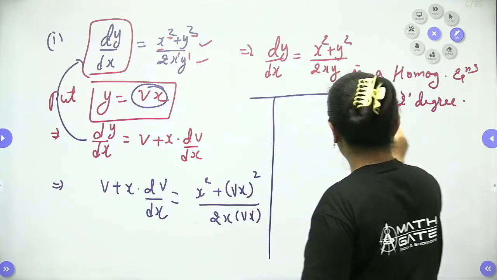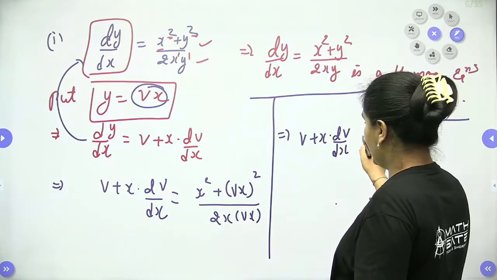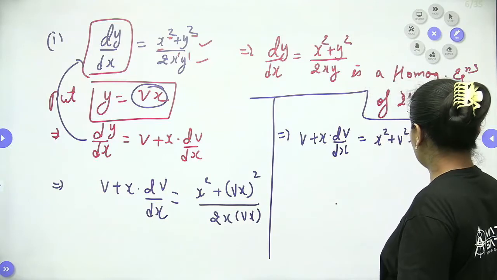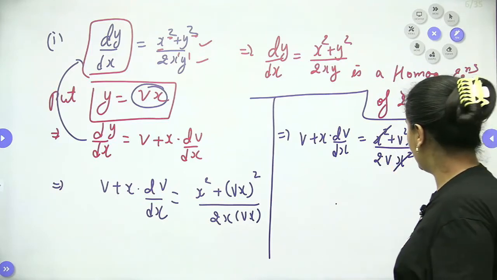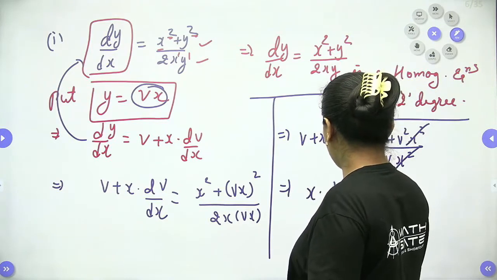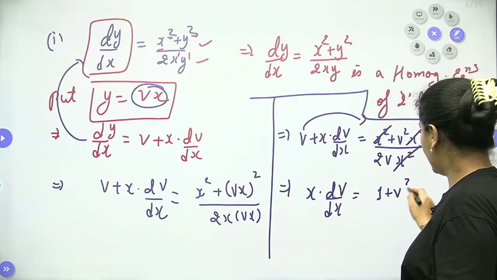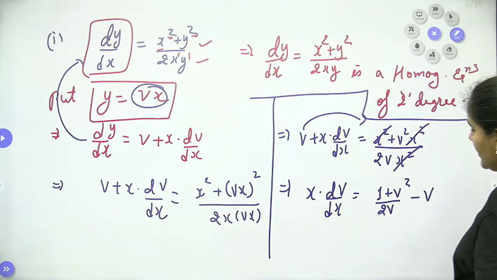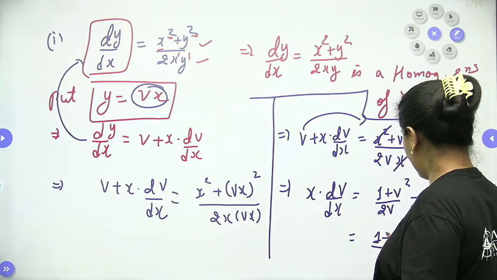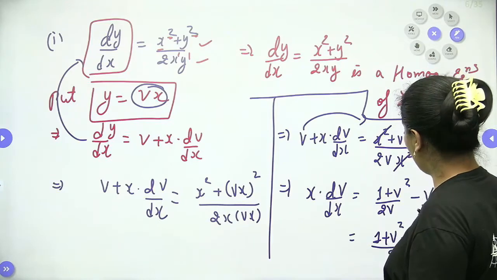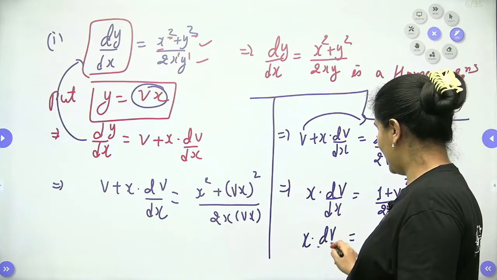So when you approach y is equals to vx, it will become, my dear students, v plus x dv by dx is equals to x square plus v square x square divided by 2vx square. We can cancel out x square. So it will become x dv by dx, just transfer v there only. It will be 1 plus v square divided by 2v minus v. Let's take LCM and approach it. It will be 2v in the denominator, and 1 plus v square minus 2v square in the numerator. So it will become x into dv by dx, my dear students.